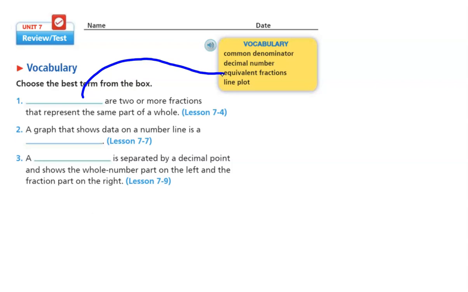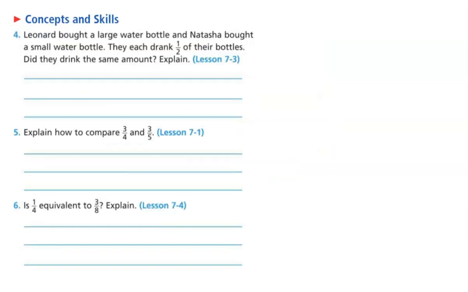And then this says a graph that shows data on a number line. It's called a line plot. That's the one that I had you skip for now. And then a blank is separated by a decimal point and shows the whole number part on the left and the fraction part on the right. That's just a straight up decimal number. Okay? So let's look at numbers 4 through 6.